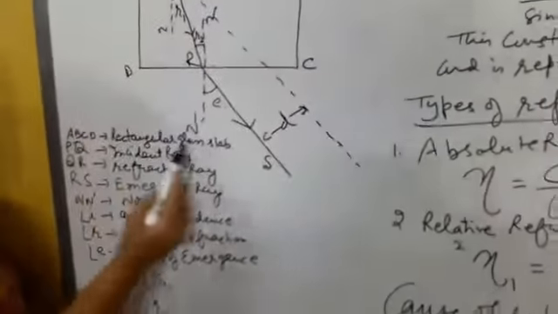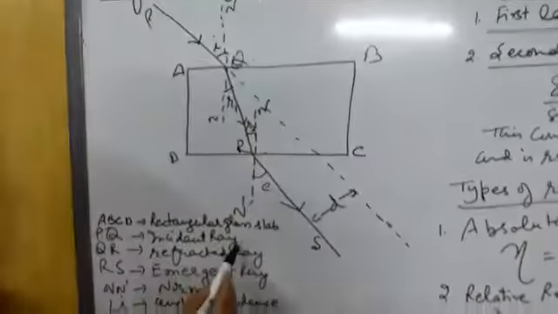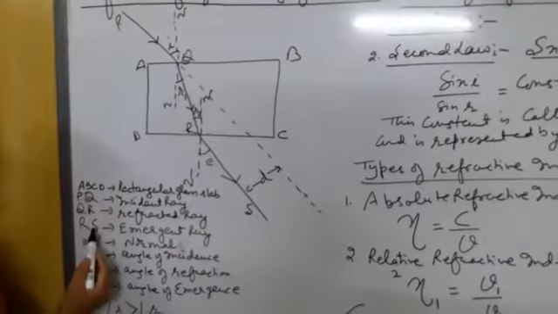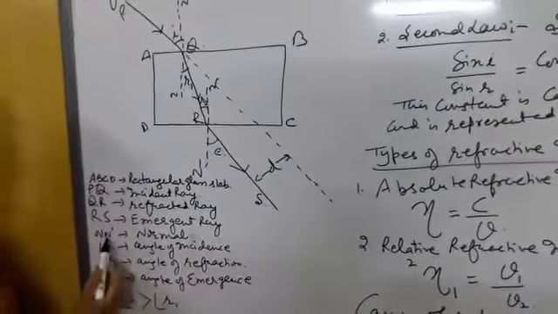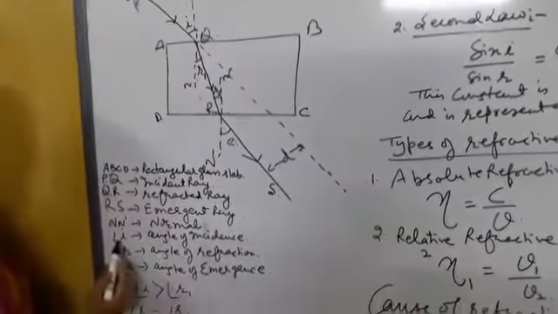ABCD is a rectangular glass slab. PQ is the incident ray. QR is the refracted ray. RS is the emergent ray. And N dash in the figure is the normal.